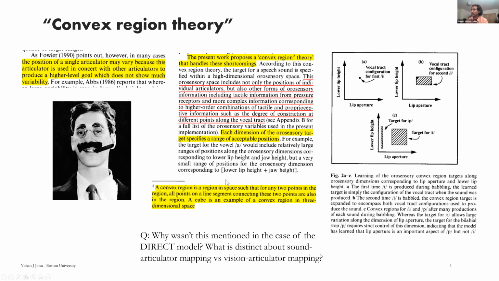So one thing that struck me was this wasn't really mentioned in the direct model. I touched on this just now. So what is distinctive about sound articulator mapping versus vision articulator mapping? Thoughts on this? Because I thought it was interesting that they needed to bring it up here and not there.